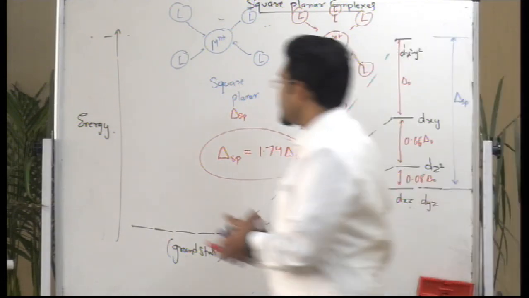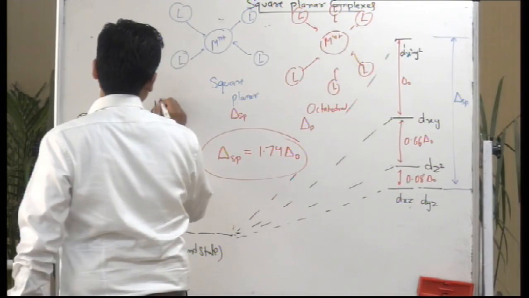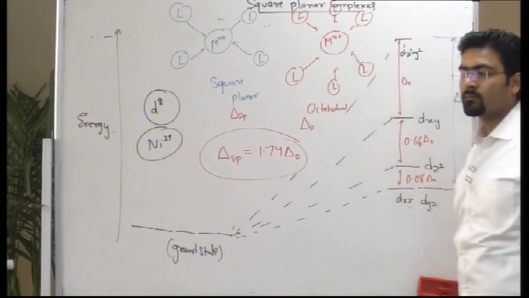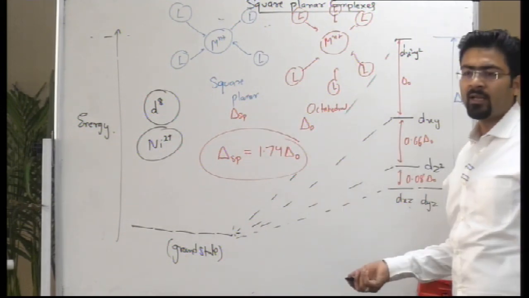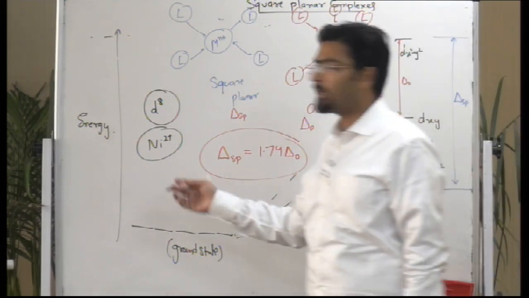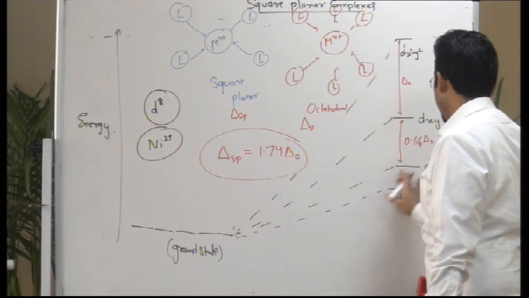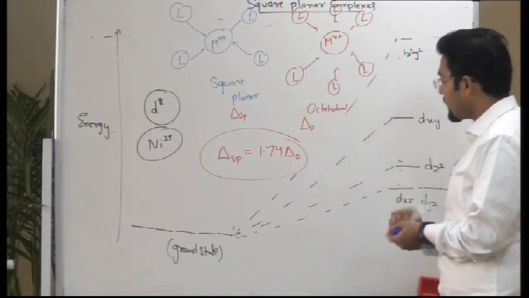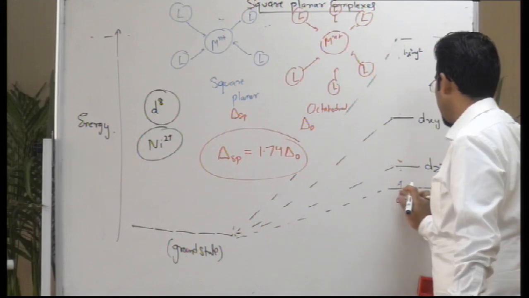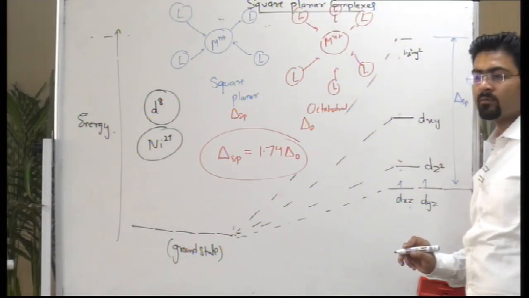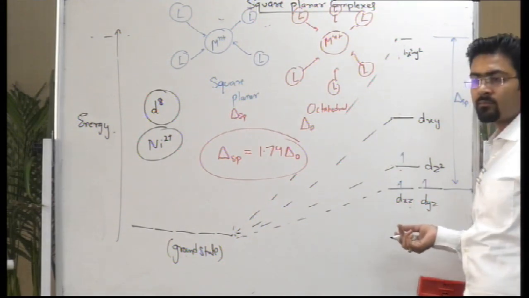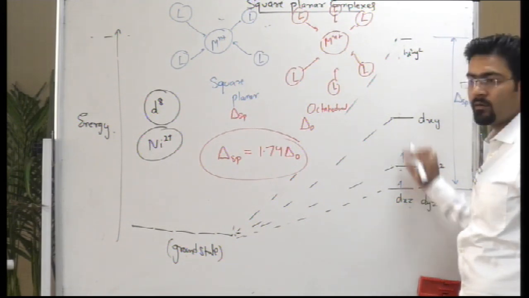Like for example, let's consider a case of d8 configuration, which usually happens in the case of nickel 2 plus. Right? Because nickel has atomic number 28, argon 18, 4s2, 3d8. So if I remove 2 electrons, they'll go out from the s, and 8 electrons will be left in d. So let's arrange these 8 electrons. The first two will come here, 1 and 2. Another will go in the higher one because the gap is very small. Then the fourth can either pair up here or can go up here.